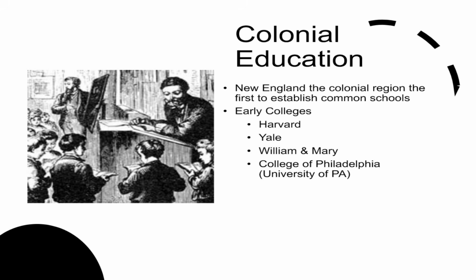Harvard and Yale were established in New England, William and Mary in Virginia, and the College of Philadelphia, later the University of Pennsylvania, in the Middle Colonies. But educational opportunity was far from equal. Boys generally had greater access to formal education than girls, while enslaved people faced severe restrictions on education.